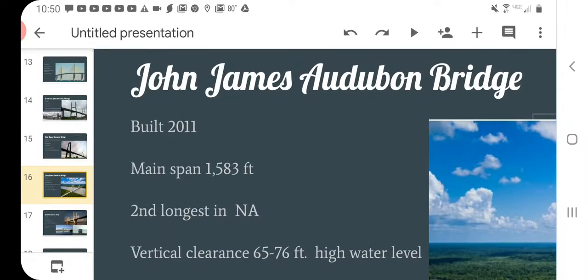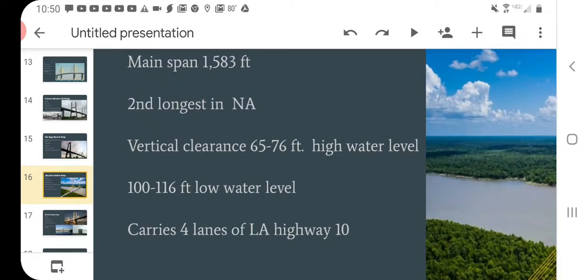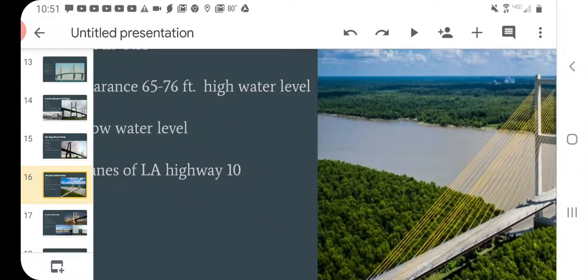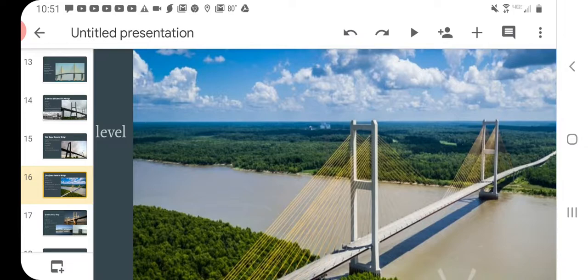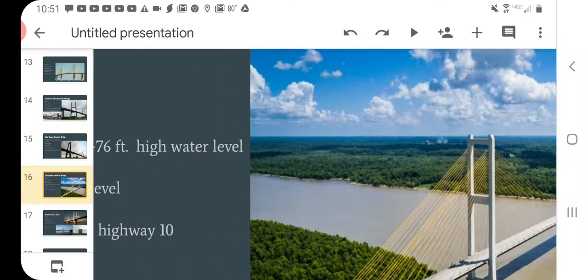Audubon Bridge was built in 2011. It's the second longest main span in the Western Hemisphere, which is 1,583 feet. So, the vertical clearance, and if you live around the Mississippi, you know it floods, so 65 to 76 feet high water level. And 100 to 160 feet low water level. It looks like low water level. As you can see, the supports.